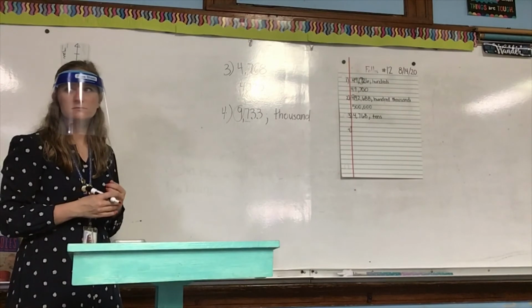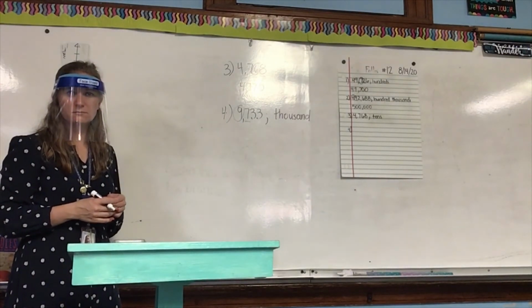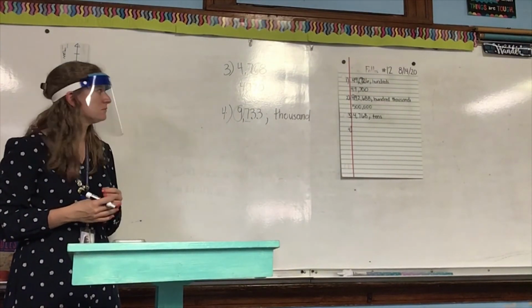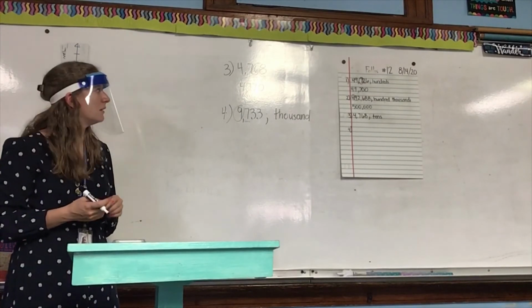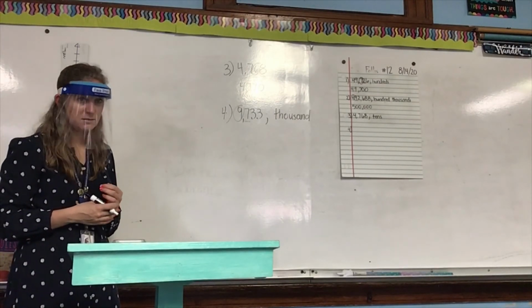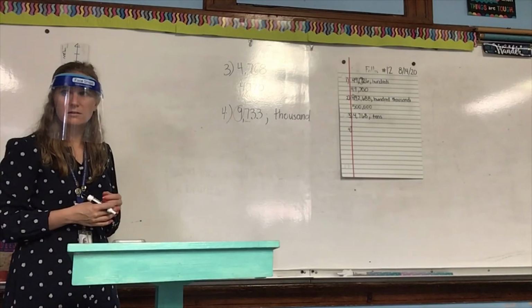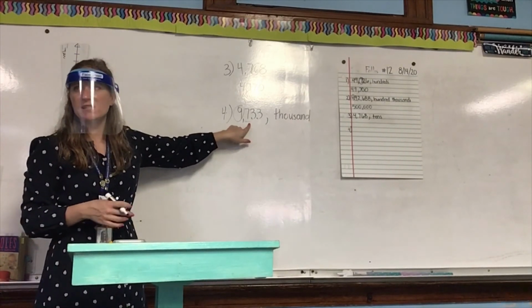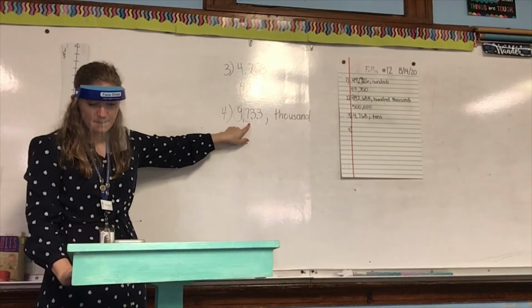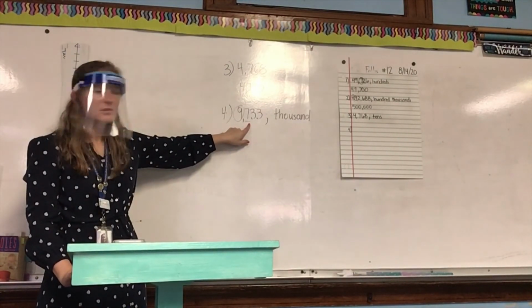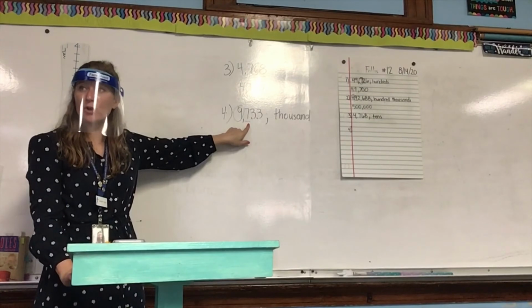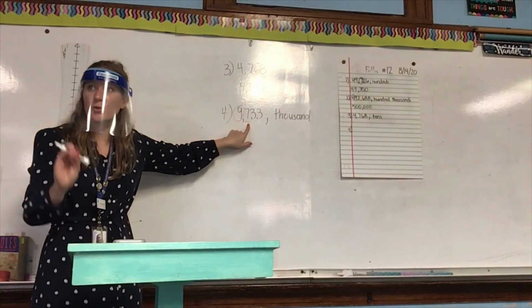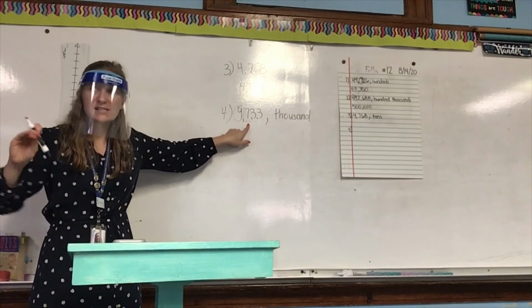If the underlined digit is 4 or less, do not change the circle digit. If the underlined digit is 5 or greater, add 1 to the circle digit. So we have a 7. Is that 4 or less, or is it 5 or more? Tell me, those are your options.